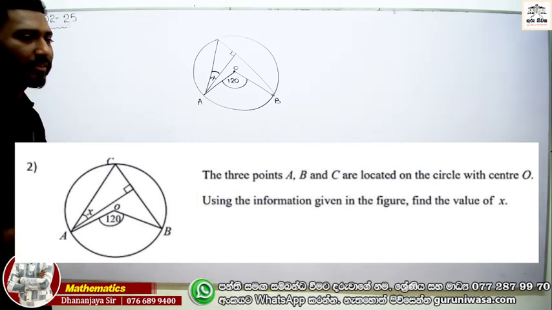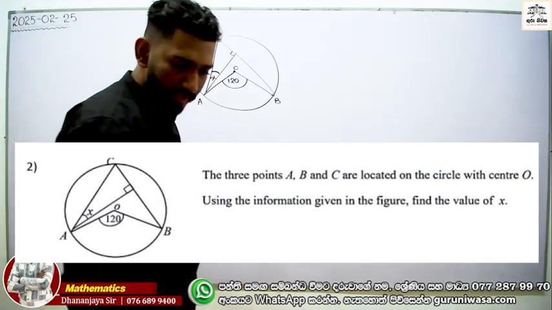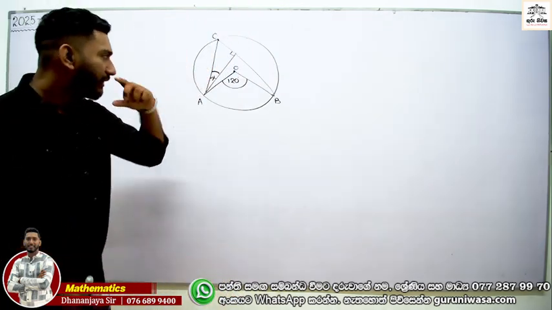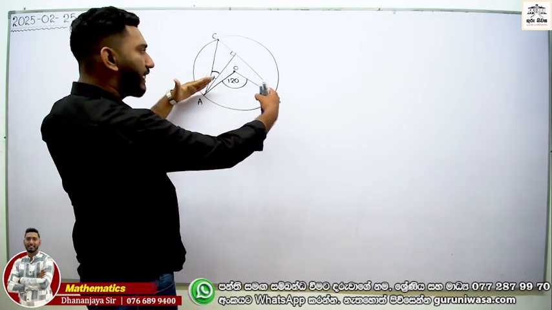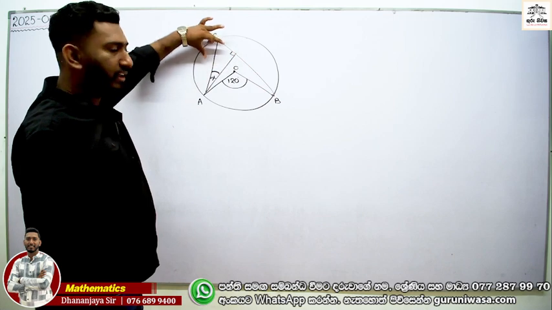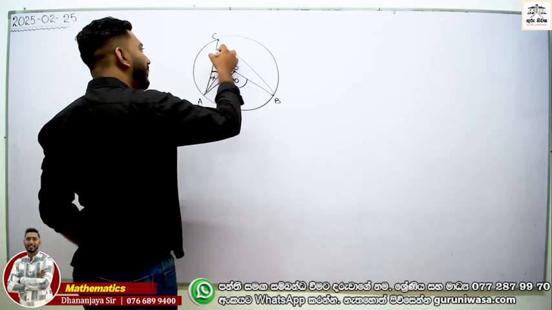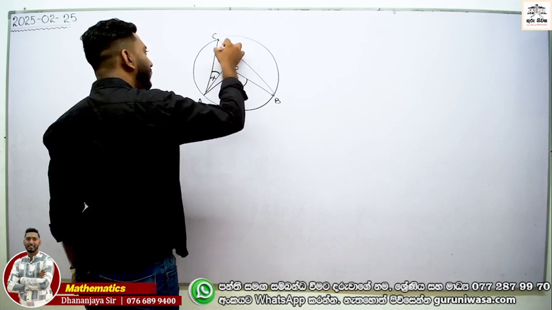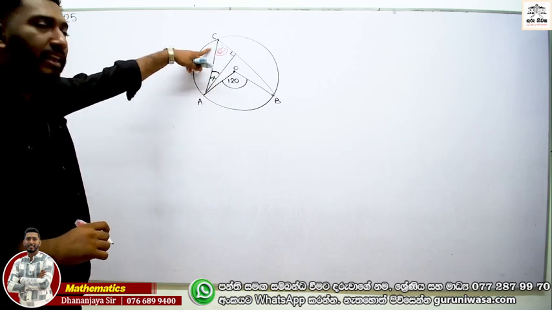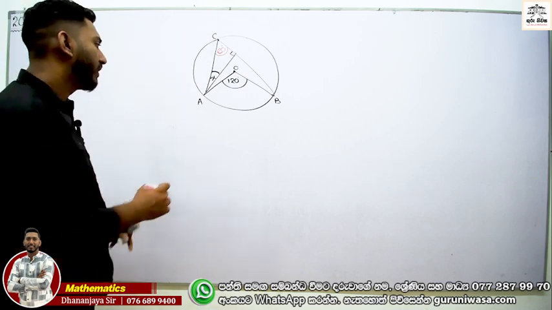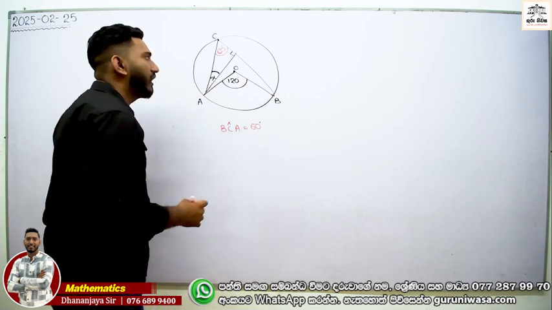Easy peasy. They ask us for angle X. Look at this one. AOB is the angle subtended at the center. The angle at the circumference on the other side, in this direction, is half of the angle subtended at the center. Therefore, this one is 120, and then angle BCA becomes 60.